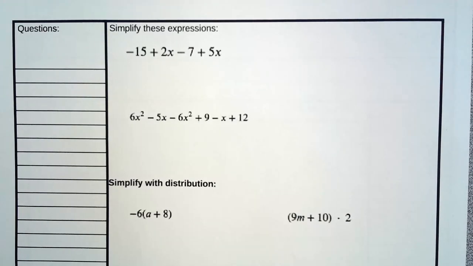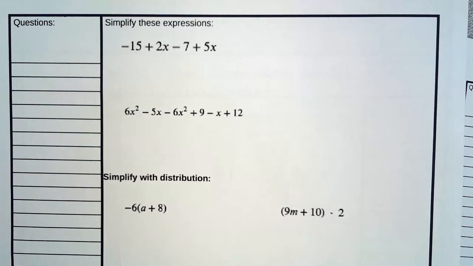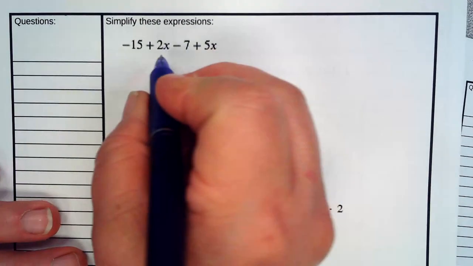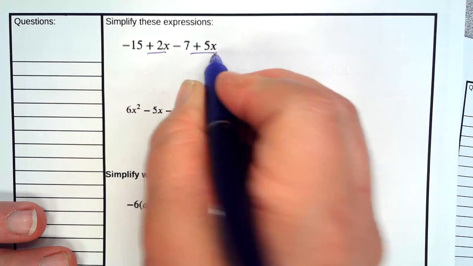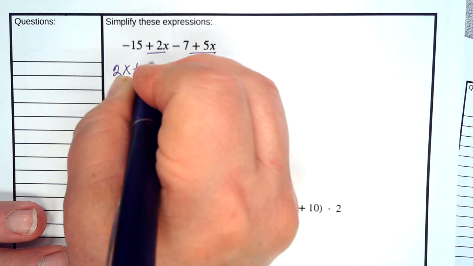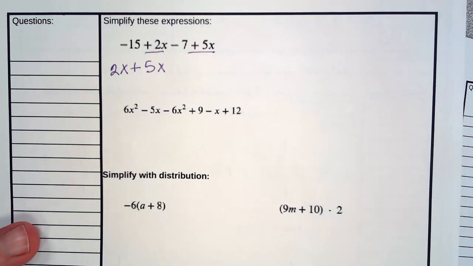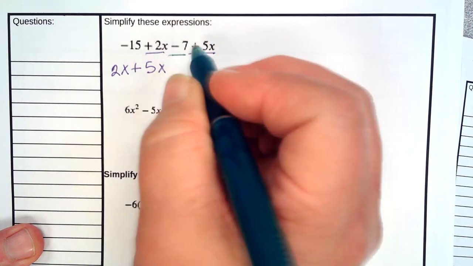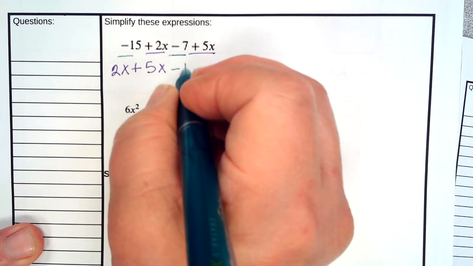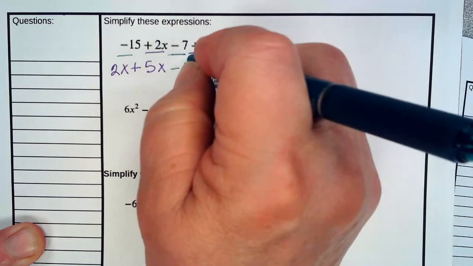Okay, so we're going to simplify these expressions. As we're looking, what can go together? The x terms: 2x plus 5x. And then the numbers can go together. Numbers are always like terms. Negative 15 minus 7 more.